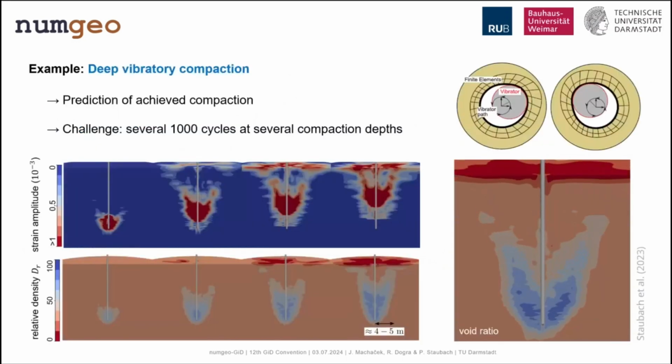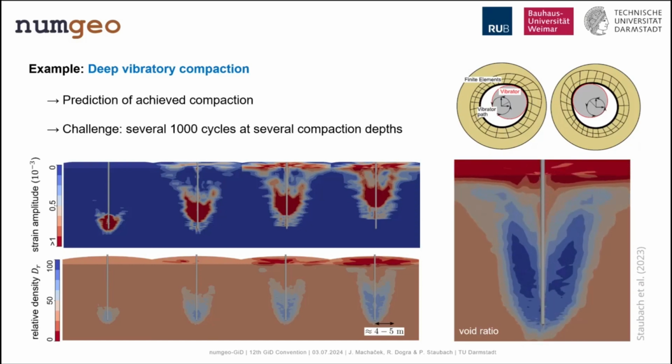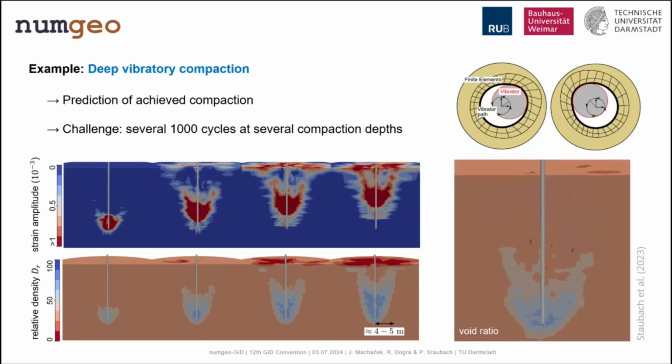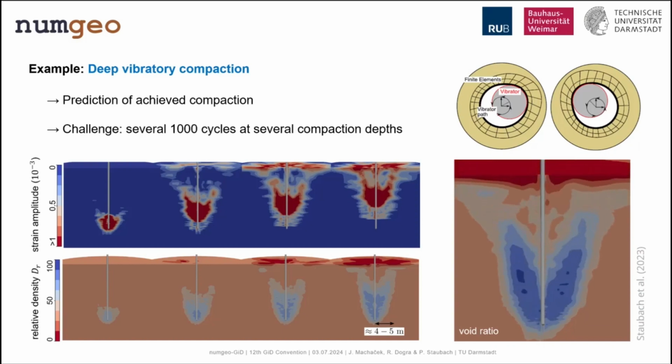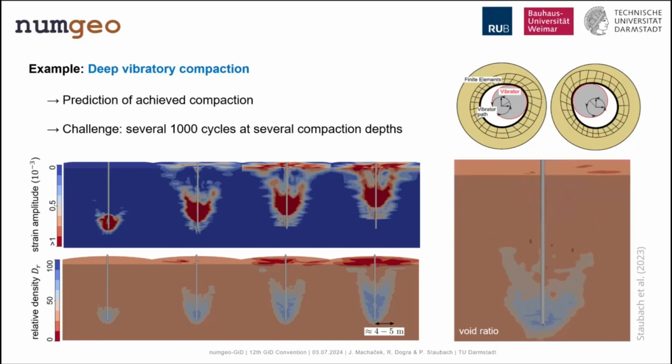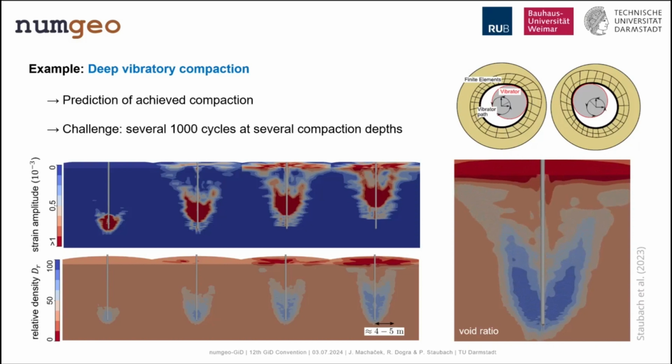To demonstrate some of the capabilities of the software, we present 2 examples. The first example deals with the deep vibratory compaction. During deep vibratory compaction, a vibrator is inserted into the soil. The vibrator is then turned on and slowly, in a stepwise manner, pulled up to the ground surface. Due to the vibration, the soil is compacted in the near field of the vibrator.